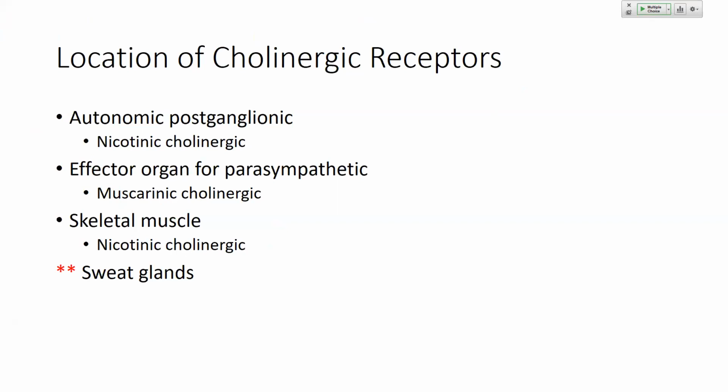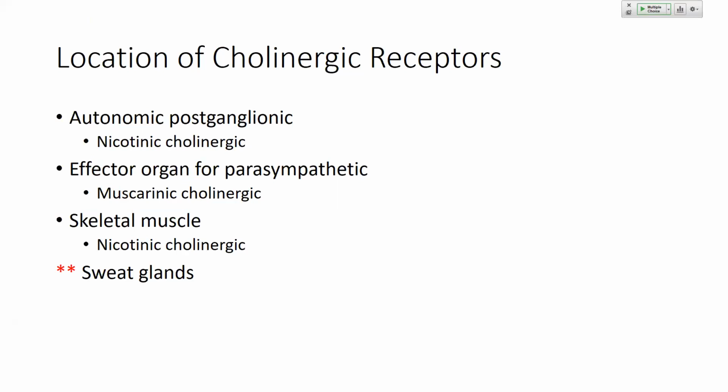If we have a postganglionic neuron on the sympathetic side secreting norepinephrine, you do not expect to see any cholinergic receptor on the effector tissues in the sympathetic division. We will only see adrenergic receptors. Okay, does that make sense? So in the sympathetic division, on the effector tissue, there are no cholinergic receptors. It doesn't make sense to have them.